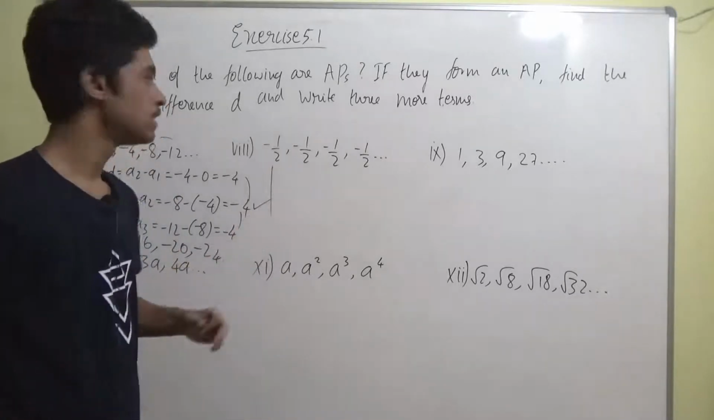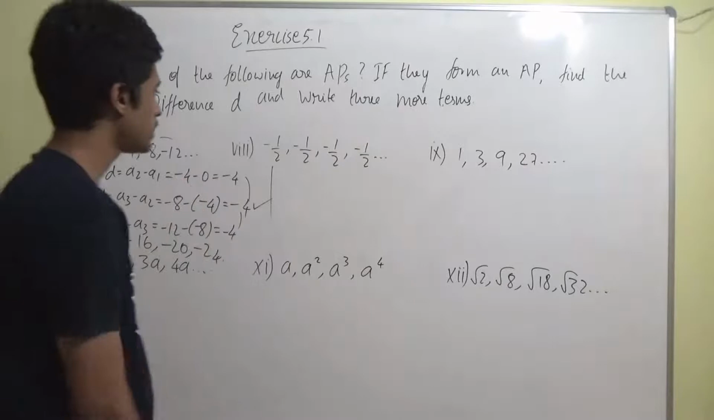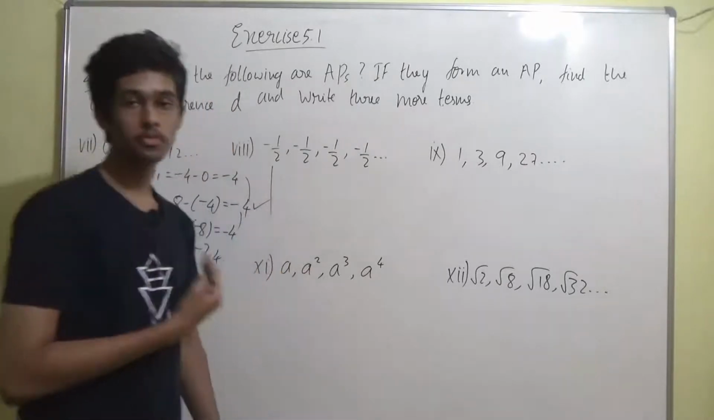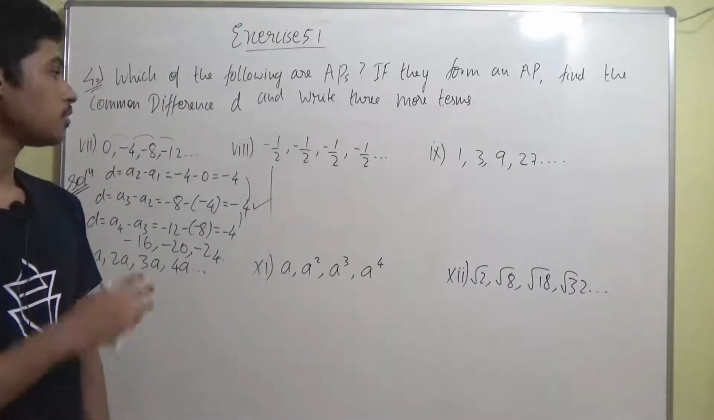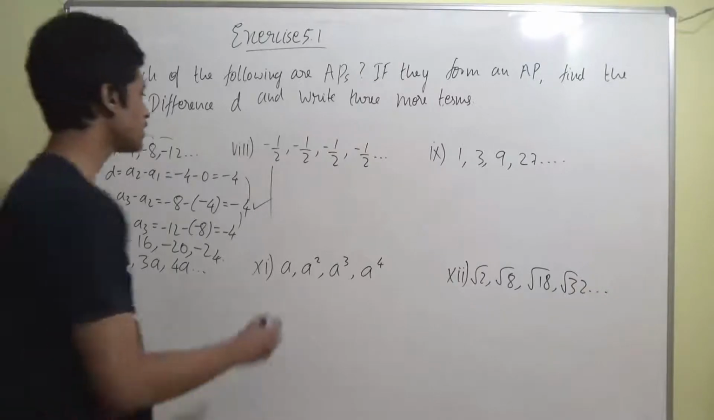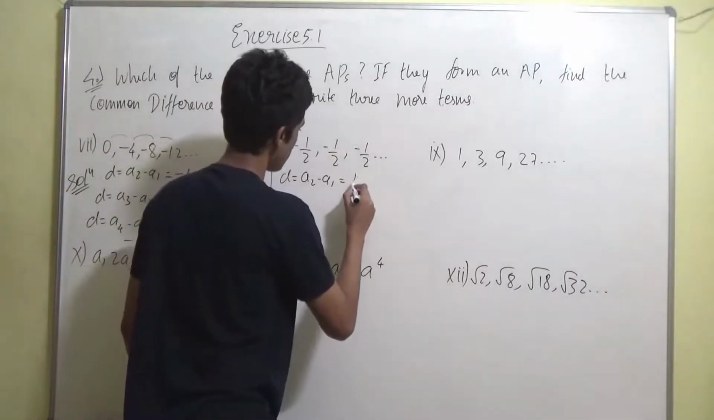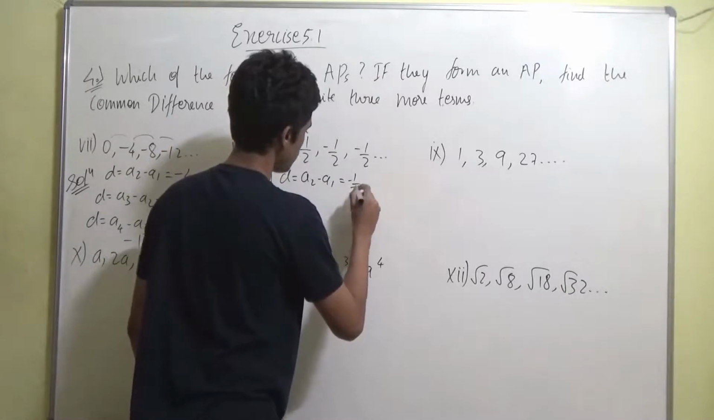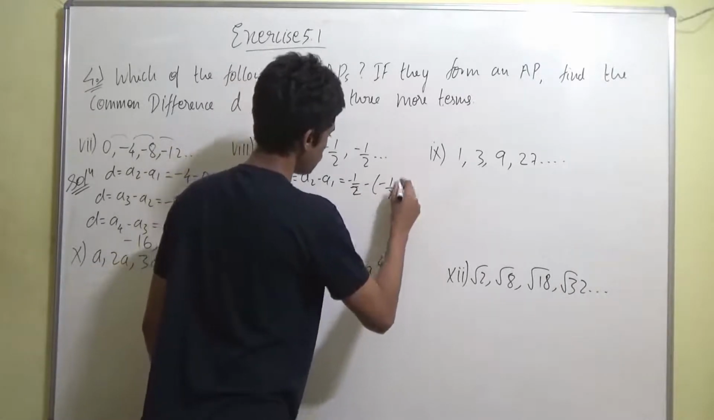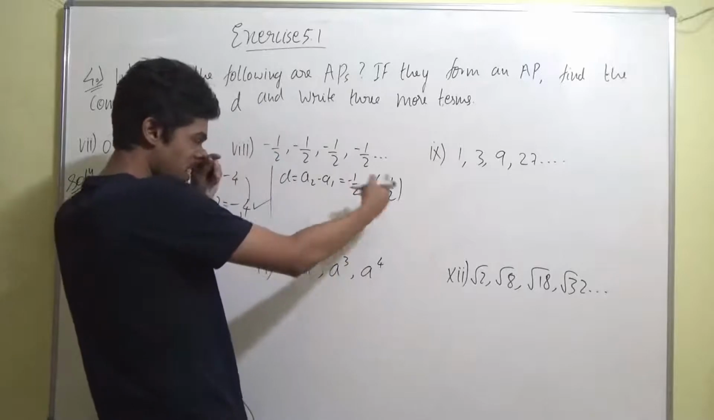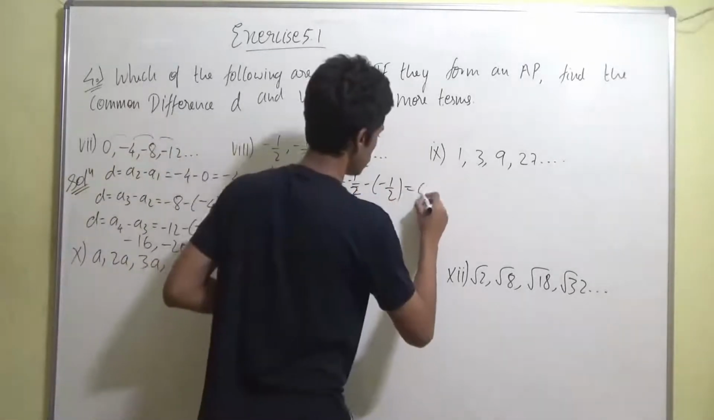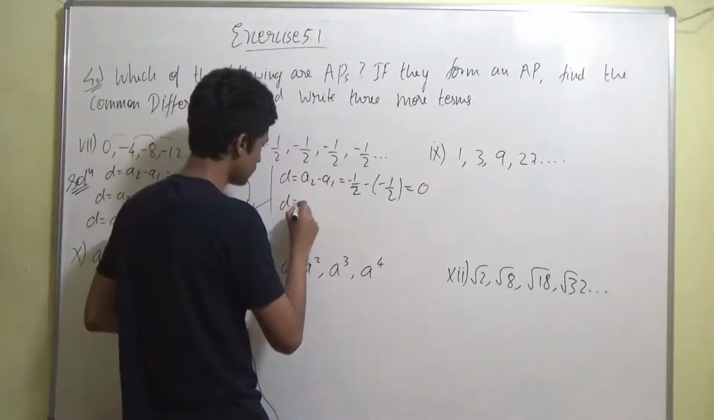Now let's go to the 8th sub question, which is minus half, comma, minus half, minus half. It goes on, right? Now if you find this D, which is A2 minus A1, this will be minus half minus of minus half. This will become minus half, minus into minus plus half. It will become equal to 0. It will be the same everywhere.